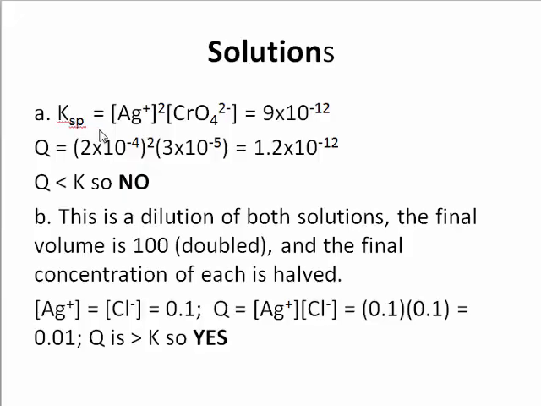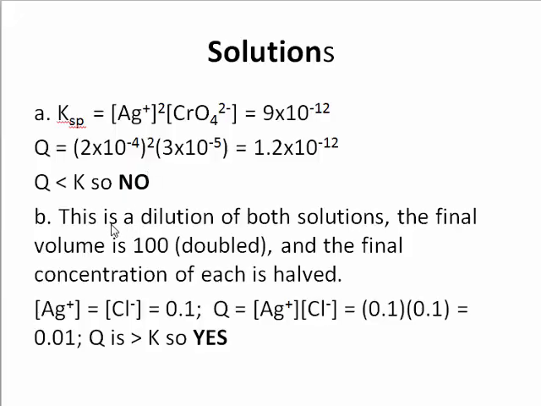Now here's a solution for A. K is equal to silver concentration squared times chromate concentration equals 9.10 times 10 to the negative 12 at equilibrium. If we take 2 times 10 to the negative 4 squared and multiply it by 3 times 10 to the negative 5, the result is 1.2 times 10 to the negative 12. Note Q is less than K, so no, under these conditions, a silver chromate precipitate will not be formed.